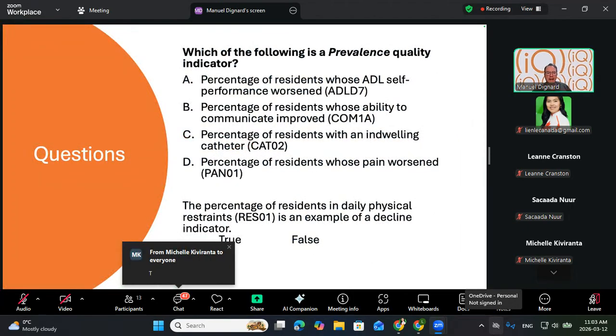Which of the following is a prevalence quality indicator? Percentage of residents whose ADL self-performance worsened, whose ability to communicate improved, with an indwelling catheter, whose pain worsened. The percentage of residents in daily physical restraint is an example of a decline indicator. True or false?